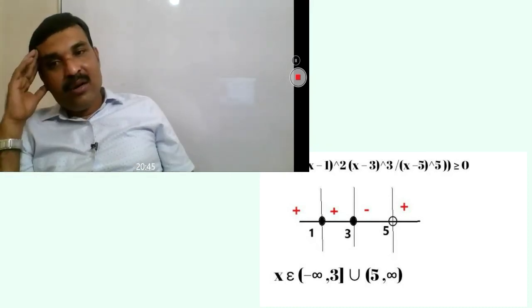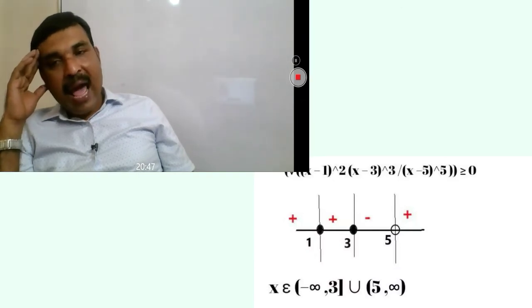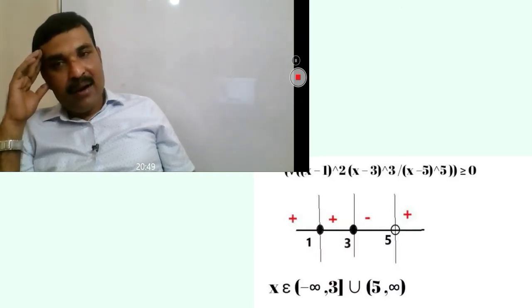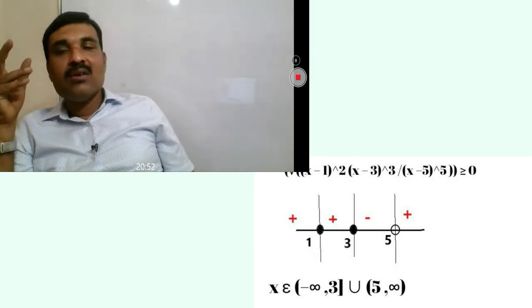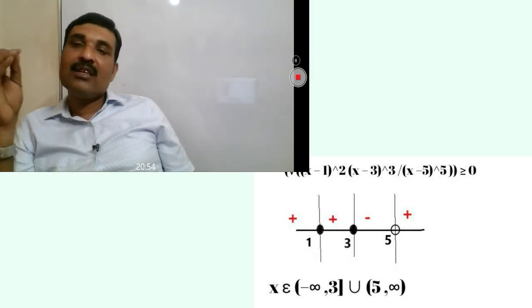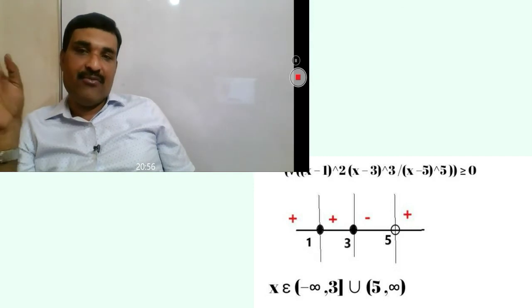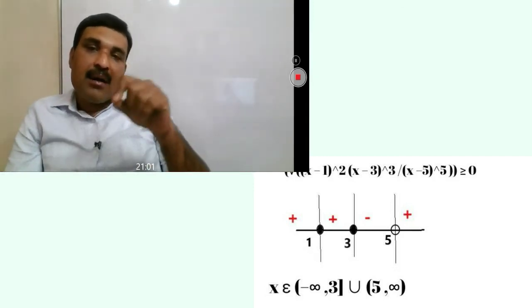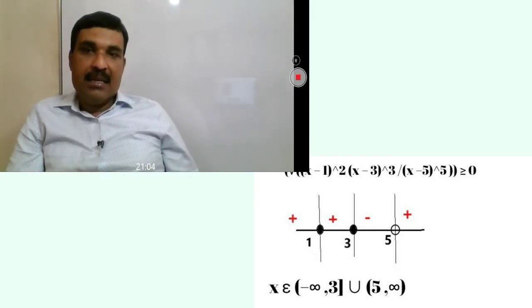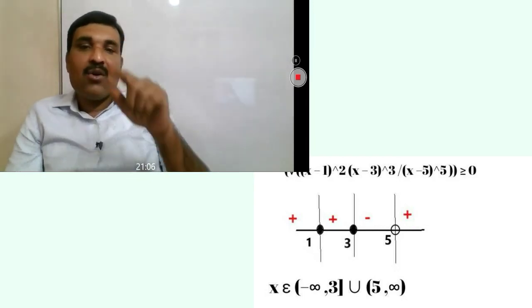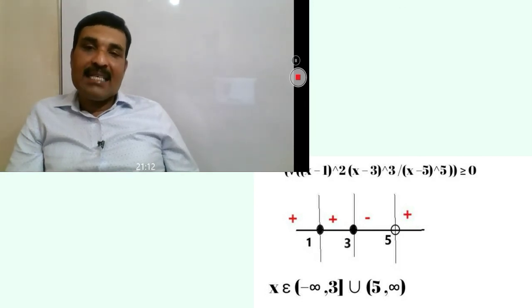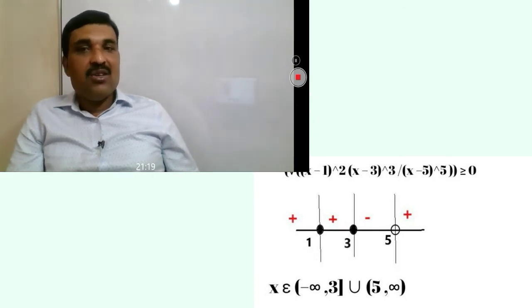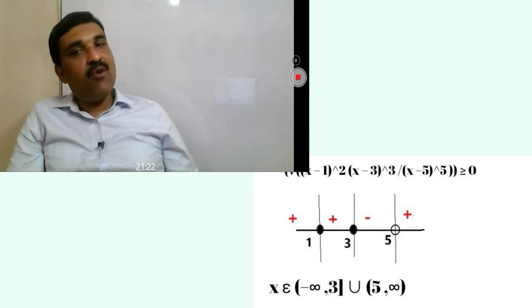We can include the points x equal to 1 and x equal to 3. When x is equal to 1, the function becomes 0, so that is defined. For x equal to 3 also, the function becomes 0, so that is also defined. So the points x equal to 1 and 3 are marked by a dark circle, meaning those points are included, so we have a closed bracket. Now what happens when x is equal to 5? When x is equal to 5, the denominator becomes 0, so the function becomes infinity or not defined. So x should not be equal to 5.